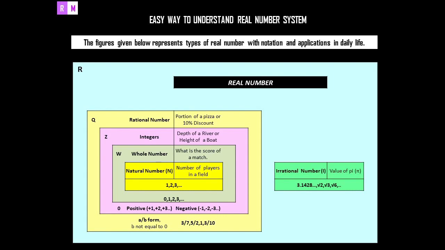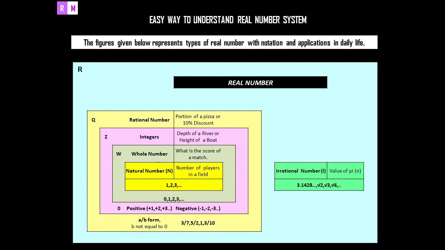Next, move to whole numbers. Whole numbers can be denoted with the capital letter W, and where will it be used? If someone asks me what is the score of a match, we will say 23 with no loss. So there is the importance of using 0, and that is a whole number. 0 included with the natural numbers 1, 2, 3, 4 is known as whole numbers.